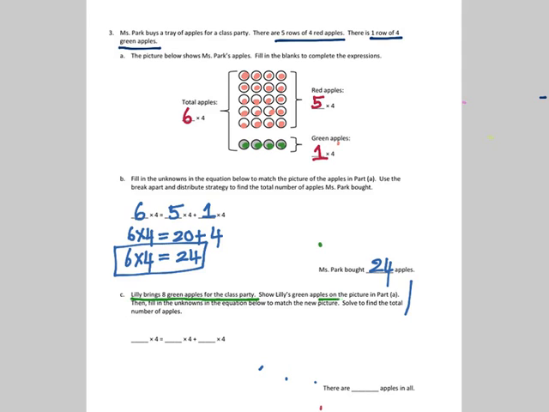Next one, let's do the next question, which is: Lily brought 8 green apples for the class party. Show Lily's green apples on the picture in part A. So she's buying 8 green apples, so let us draw 8. 1, 2, 3, 4, 5, or we can draw the apples themselves. Okay, you can draw like an apple itself. 1, 2, 3, 4, 5, 6, 7, 8. Lily is buying 8 apples.